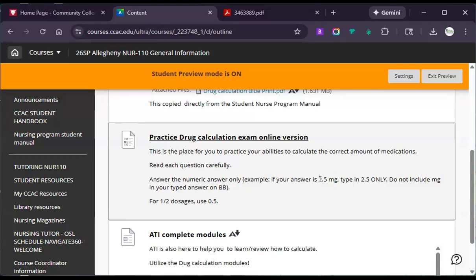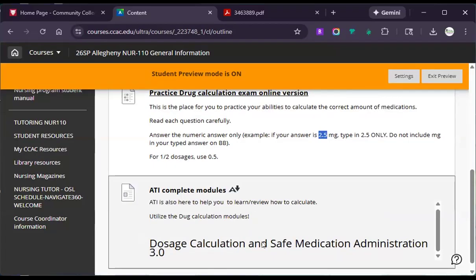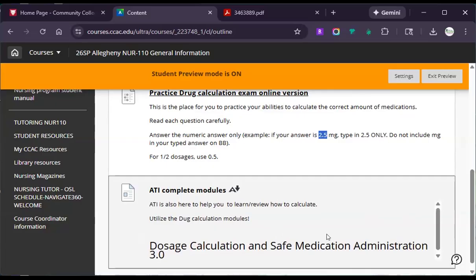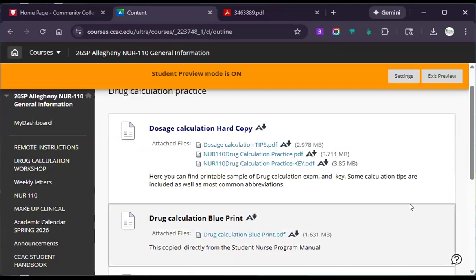Usually I'll go and check what you did, and I'll say, oh, you included your units, and then you'll go, oh, okay. As for your ATI modules, there's nothing to click on here, but if you go to ATI, you should be able to access some practice problems. The ATI problems sometimes go into the next couple of semesters, and there are some things you're not responsible for yet. But if you can do the ATI math, you should be fine for everything we're going to be learning throughout the entirety of the 4 semesters of nursing.